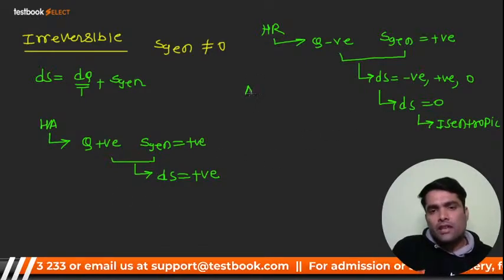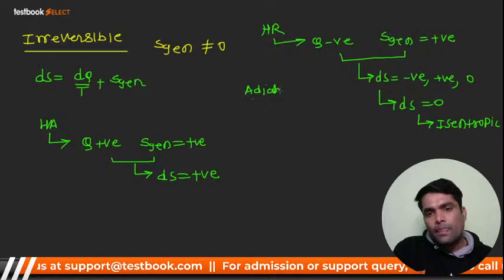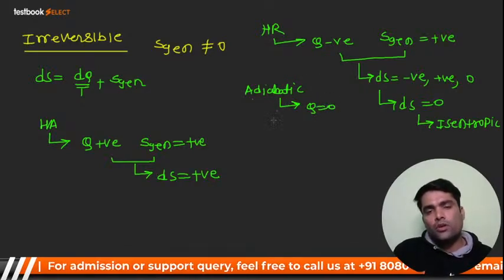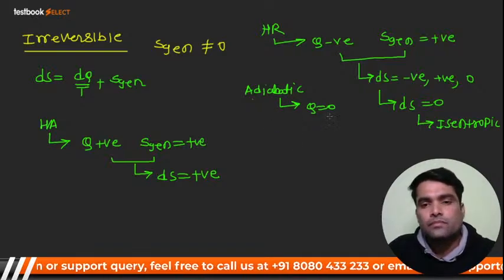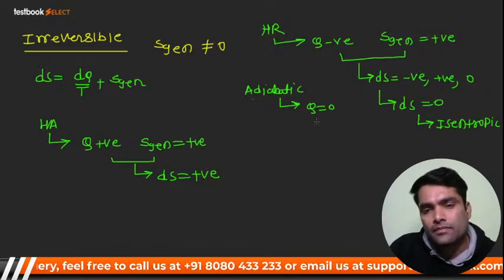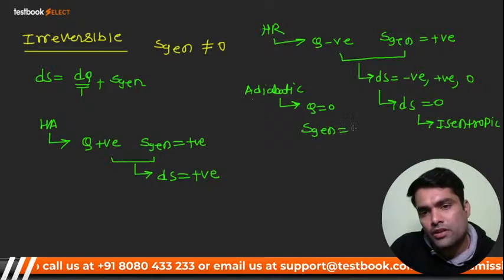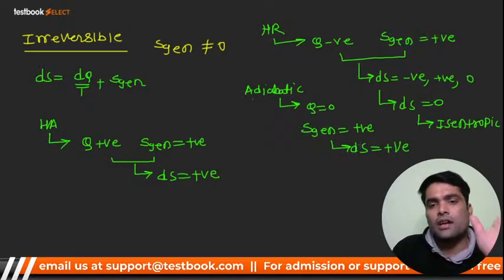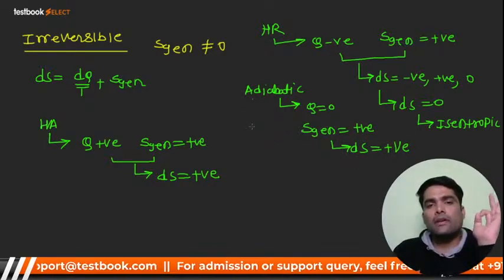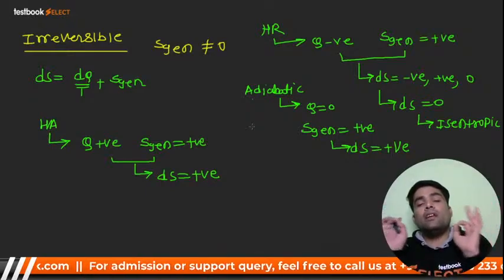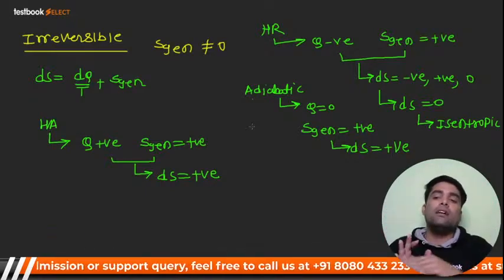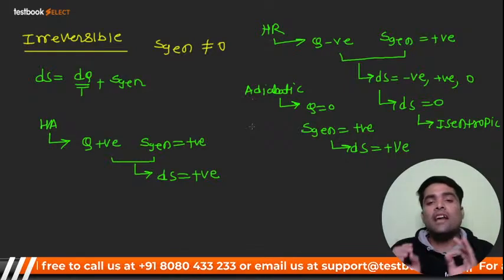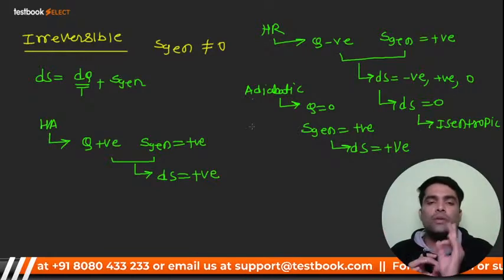And if the process is adiabatic, then q is going to be 0, that is dq is 0, but entropy generation is going to be positive. So ds is going to be positive, so it is not going to be isentropic. So always remember, irreversible adiabatic is not isentropic. But if you want the irreversible process to be isentropic, then it should be non-adiabatic. If it is non-adiabatic, there is a chance.